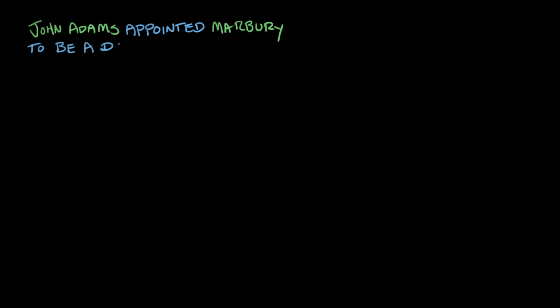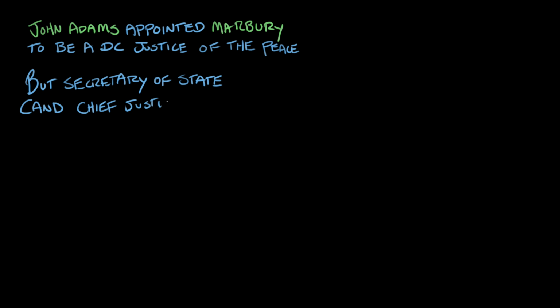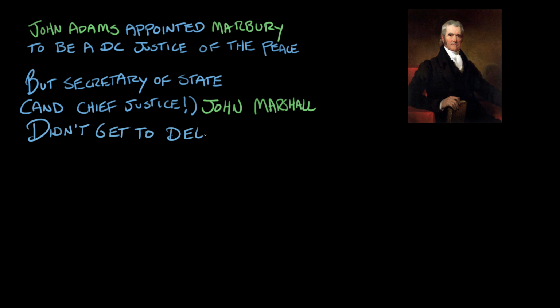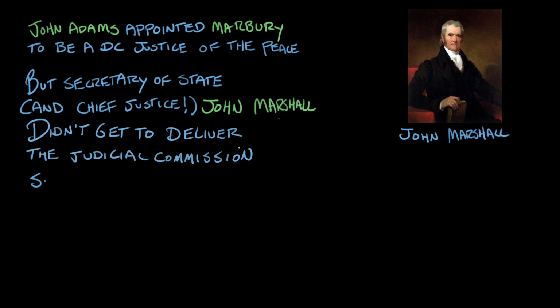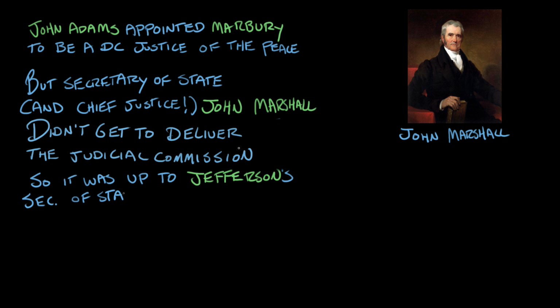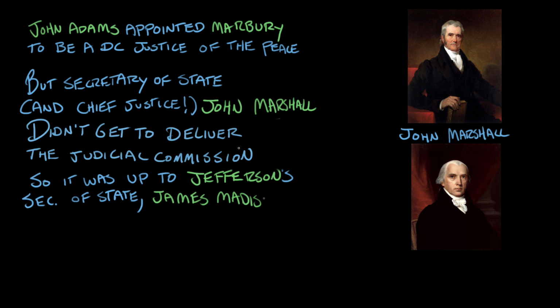Marbury was appointed by the outgoing Federalist president, John Adams, to be a Justice of the Peace in Washington, D.C., but John Marshall, who was both Secretary of State and Chief Justice of the United States under John Adams, didn't have a chance to deliver the commission because these were midnight judges who were appointed almost at the last minute as the Adams administration was going out the door. So the commission for Marbury was still sitting on the desk of the new Secretary of State, James Madison, when the Jefferson administration took over.